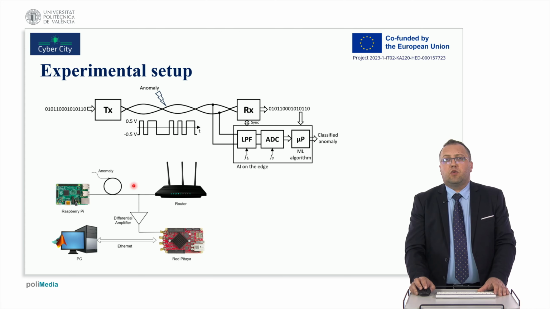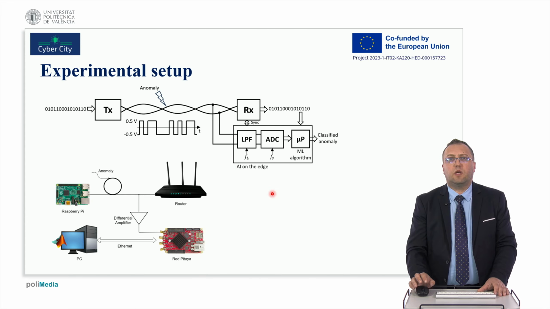This connection is a normal Ethernet cable, and we just collect the signal carrying our communication information by using a simple differential amplifier connected to a low-cost data acquisition system that actually emulates this part of the figure here, which is a red PTI model. The machine learning algorithm you may apply offline on a personal computer and so on.